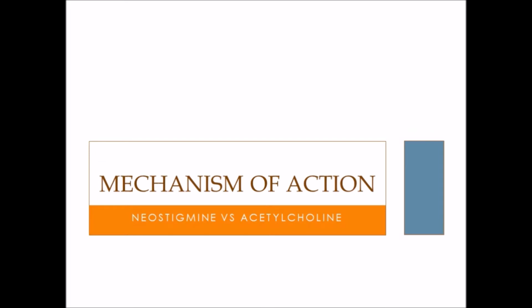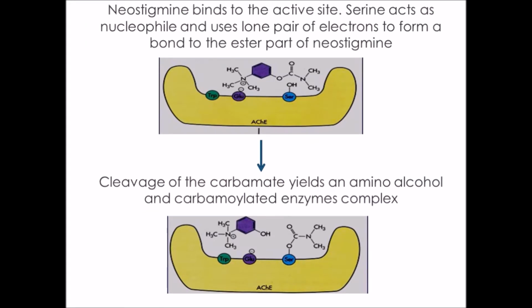Neostigmine is one of the anticholinesterase drugs that act as an inhibitor of the enzyme acetylcholinesterase. Their inhibition is medium-acting and also reversible. Generally, neostigmine will bind to the active site. Then, serine will act as nucleophile and use its lone pair of electrons to form a bond to the ester part of the neostigmine. Later, the cleavage of the carbamate yields an amino alcohol and carbamylated enzyme complex.